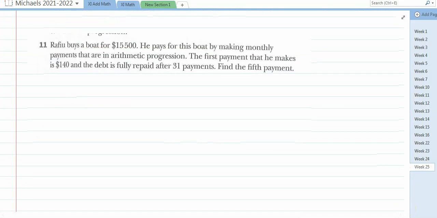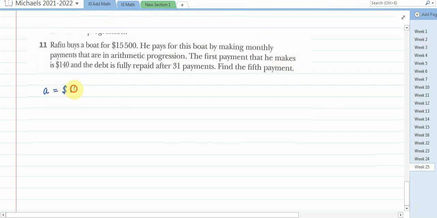It says Rafiu buys a board for 15,500. He pays for this board by making monthly payments that are in arithmetic progression. The first payment he makes is $140. So A is $140, and the debt is fully repaid after 31 payments. So you got the value of n, which is 31 payments. Find the fifth payment. So you need to find out the fifth payment of Rafiu, right?